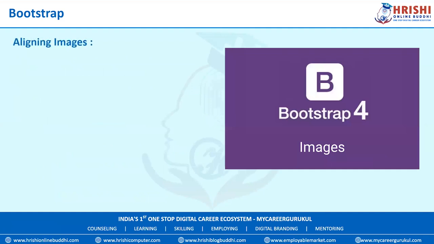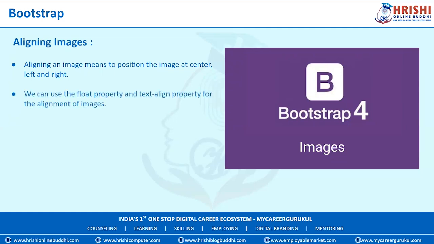After that, how we can align an image using the Bootstrap classes. Aligning an image means positioning the image, for example at the center. So to align an image, it can be left, right, or center. You can align your image to any of these: left, right, or center. We can use the float property and the text-align property for the alignment of images. So you can use either the float property or the text-align property on the image.